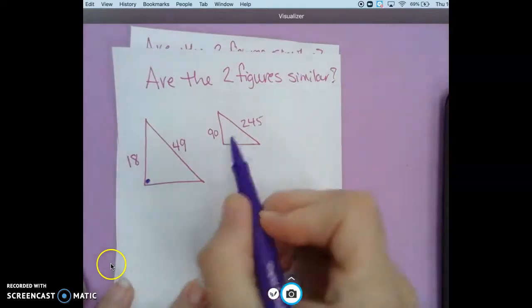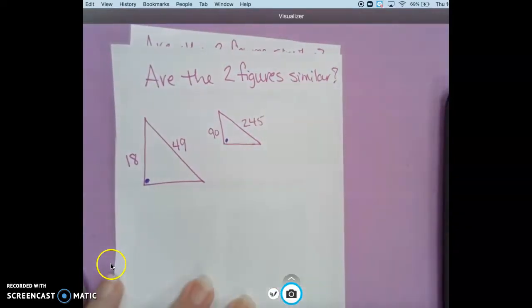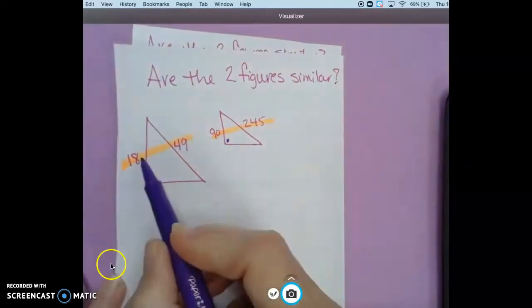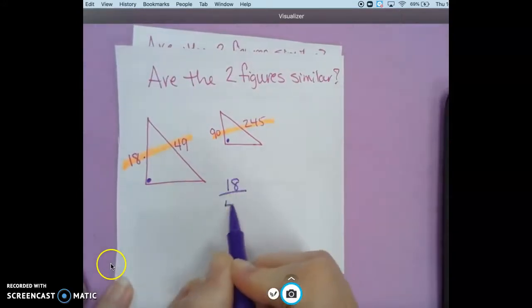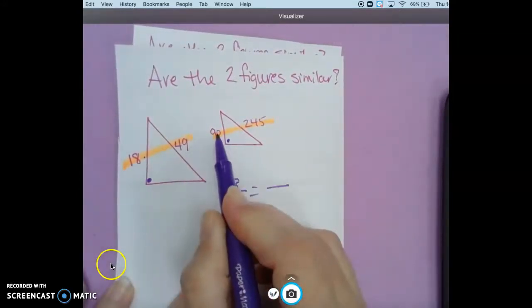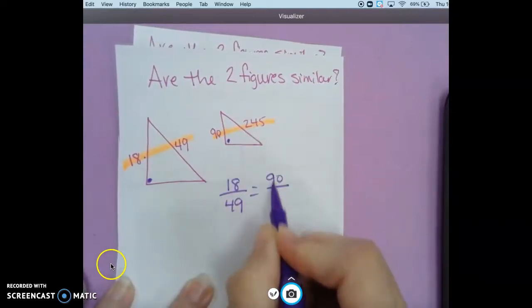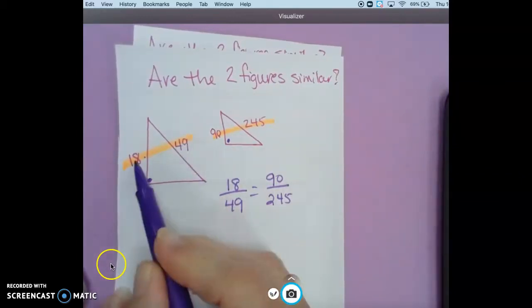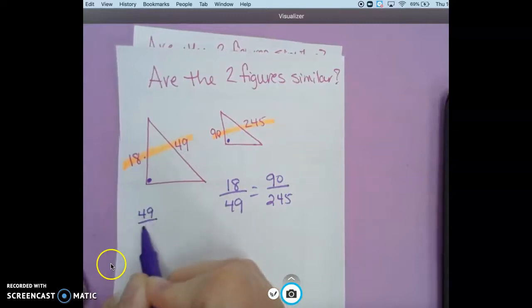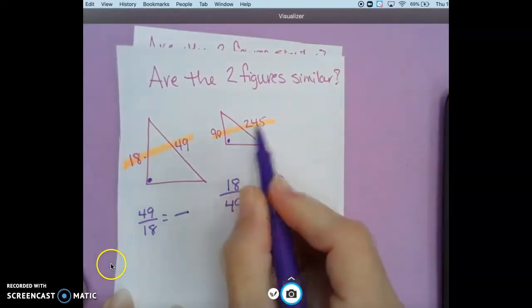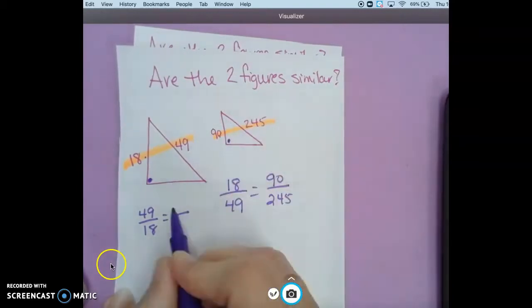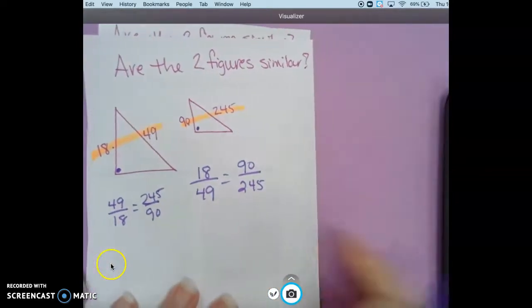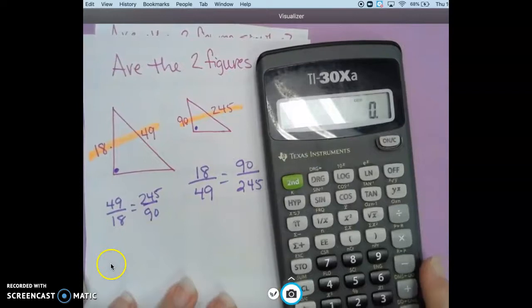I've got the shapes are in the same position. So now, again, the key is to keep everything consistent. So the left side, if I put 18/49, then I have to do 90/245. Now, it would be okay to do 49/18. So if I did 49/18, then on this side I would have to come over and do 245/90. It doesn't matter as long as it's consistent. That is the key, to keep it consistent and to put our corresponding parts in the same position.